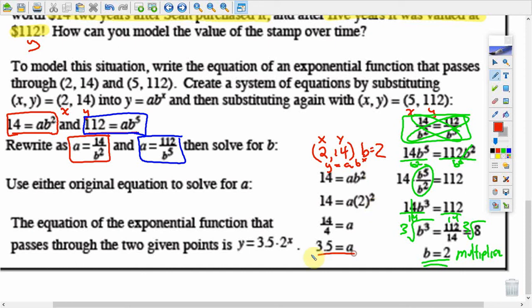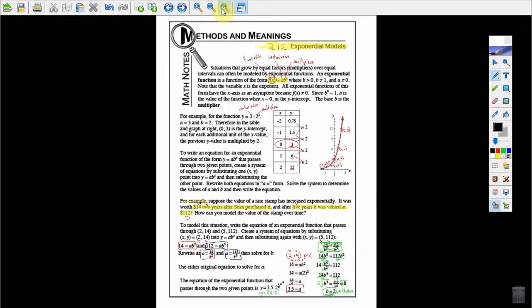And we solve finally for a equals 3.5, which now gives us our a value and our b value, which is enough to write the equation y equals 3.5 times 2 to the x, which will let us solve for the value of the stamp in any year. If we wanted to know what it was worth in 500 years, we could just plug in 500 for x and it would be worth an awful lot of money. Okay, assuming that it continued to grow at that rate.